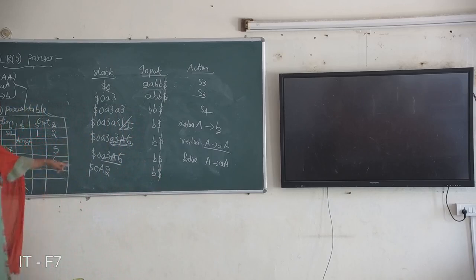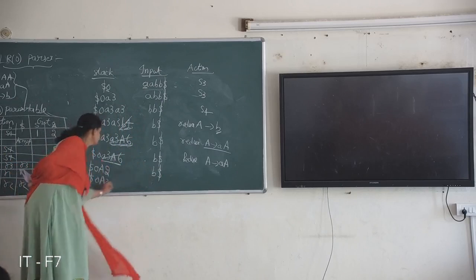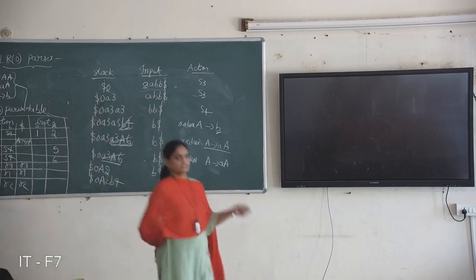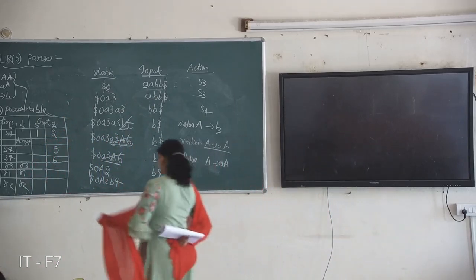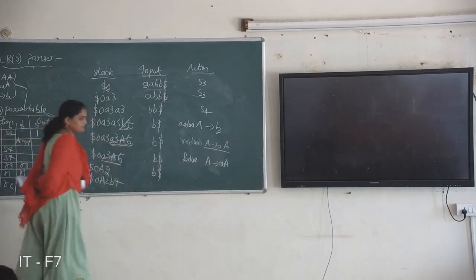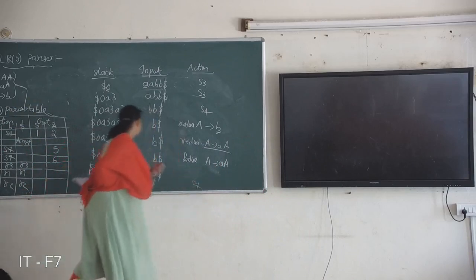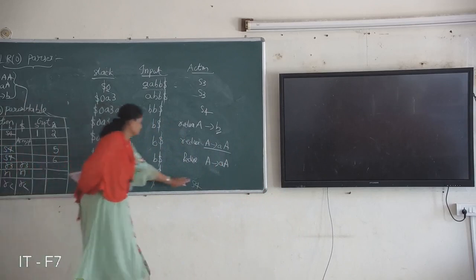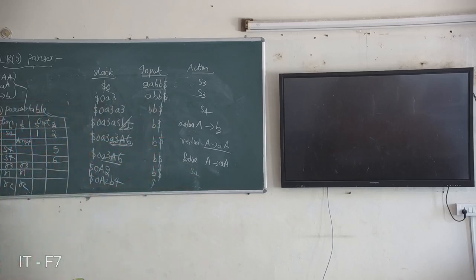2 on B. Next, 2 on B. 2 on B is a shift action, meaning 0, A, 2, shift the symbol to here and change the state to 4. S4, right? S4 means write B4. And here what is there? Just dollar, and you are performing S4. Right?